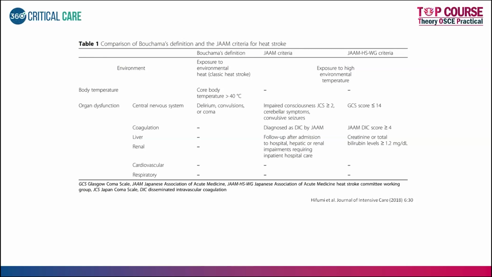If you remember, exposure history causing temperature more than, don't call it fever, call it temperature more than 40 degrees Celsius or 104 Fahrenheit, causing neurological sequelae or organ failure. Organ failure, what all are there? ARDS, coagulopathy, AKI. So this is one thing you can remember about the definition of heat stroke.